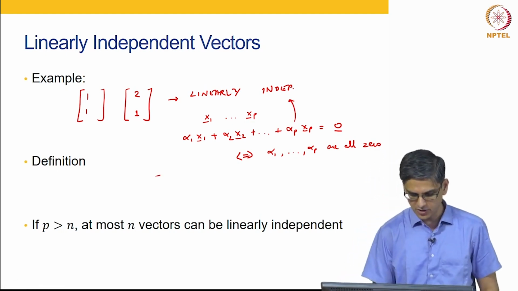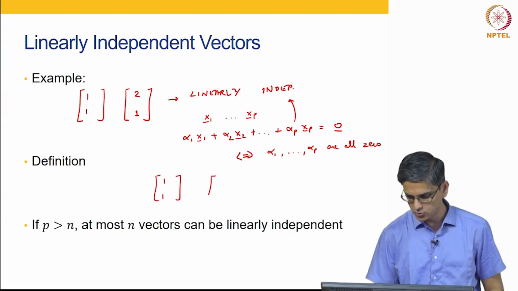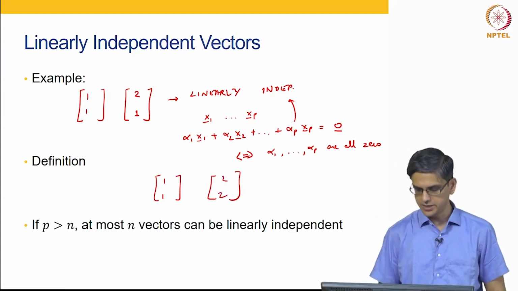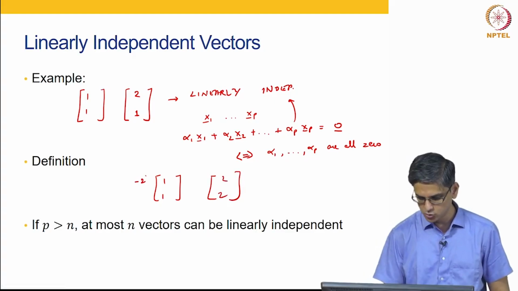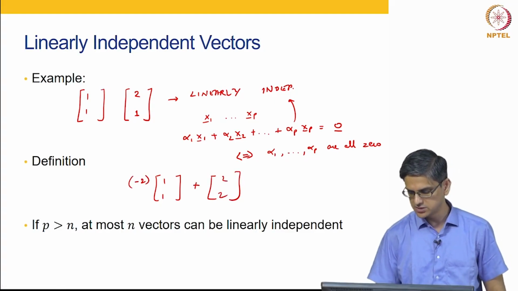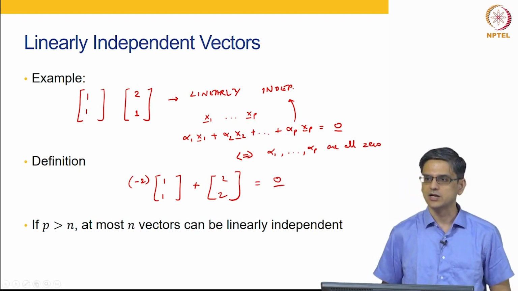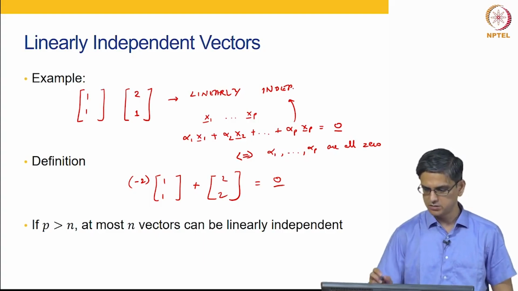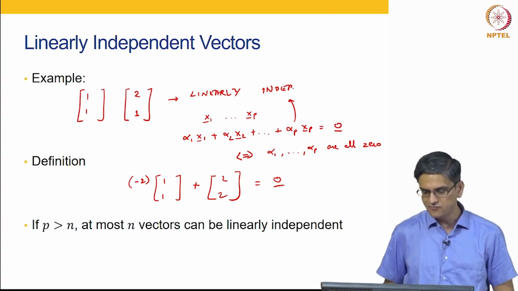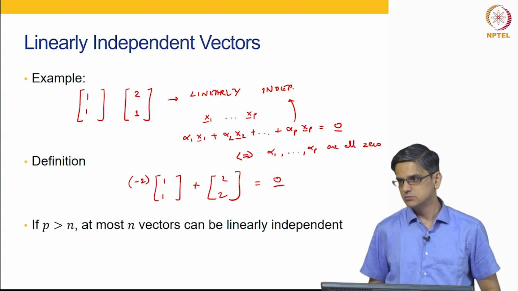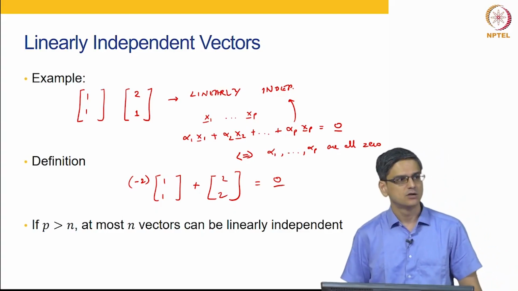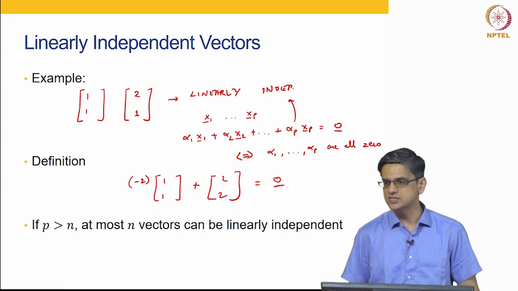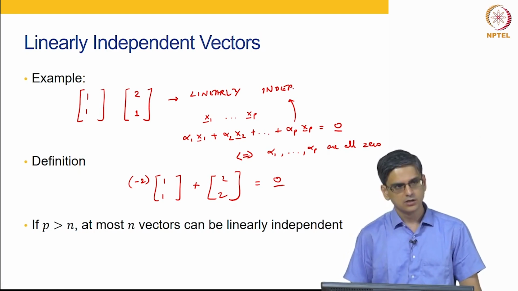For example, if you have a vector 1 1 and 2 2, you can write this as minus 2 multiplied by this plus this will give you 0 bar. So you have a case where your alphas are not all zeros, but still you can get a 0 bar. When can that happen? When the two vectors are not linearly independent.